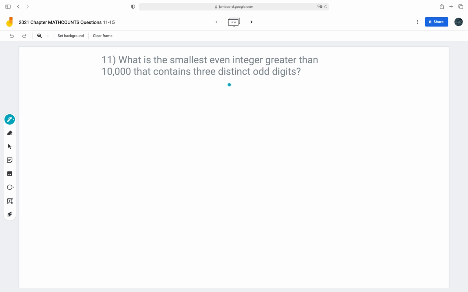Number 11. What is the smallest even integer greater than 10,000 that contains 3 distinct odd digits?